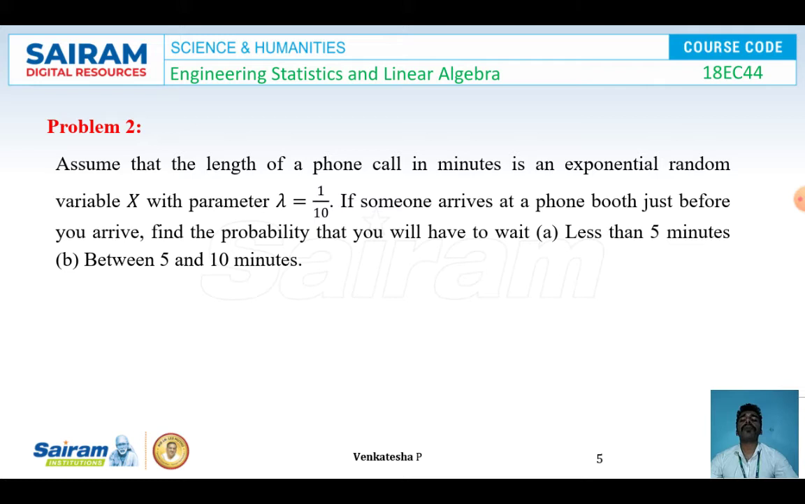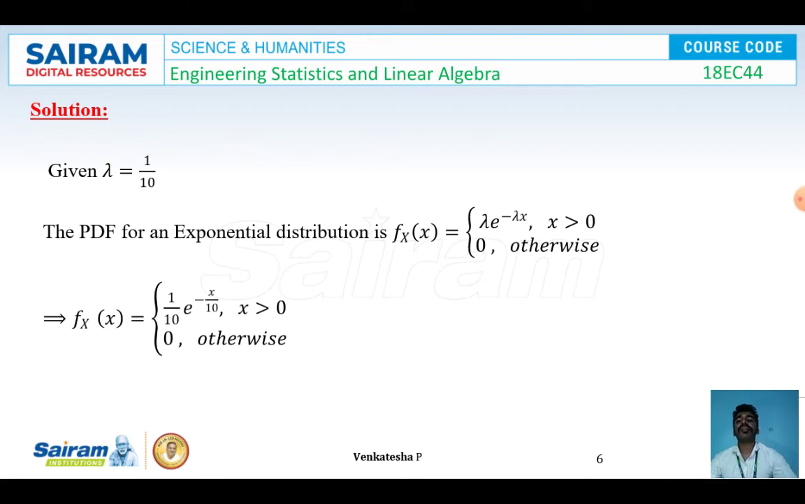Since the problem has an exponential random variable, we are supposed to use the exponential distribution density function to find the probability. So take the formula first. Given the parameter lambda is equal to 1 by 10, the PDF for an exponential distribution is given by f_X of x is equal to lambda into e power minus lambda x for x greater than 0. Now I'm going to replace lambda with 1 by 10 here. So I'll get f_X of x is equal to 1 by 10 e power minus x by 10 for x greater than 0, or it is 0 otherwise.